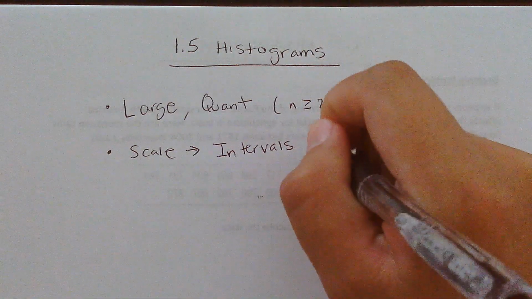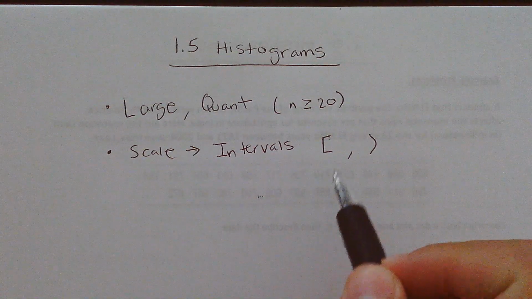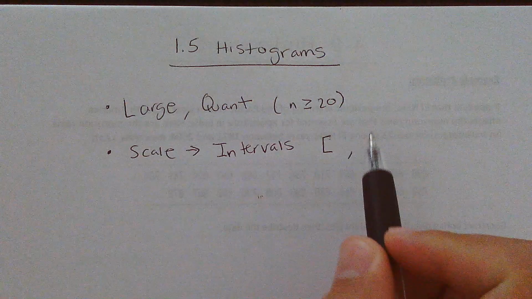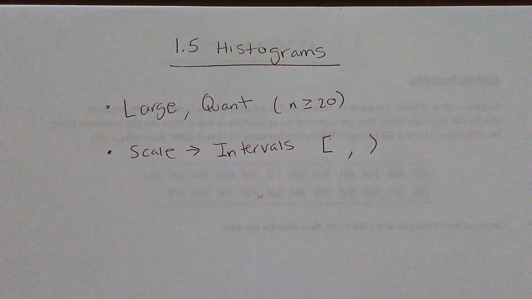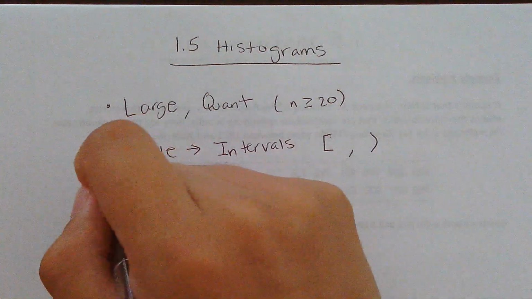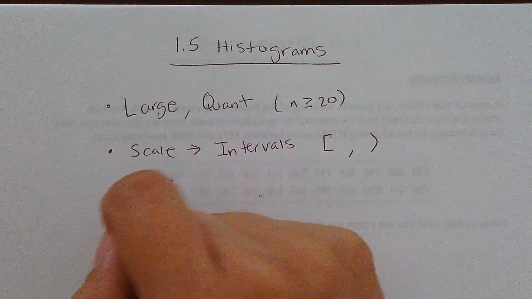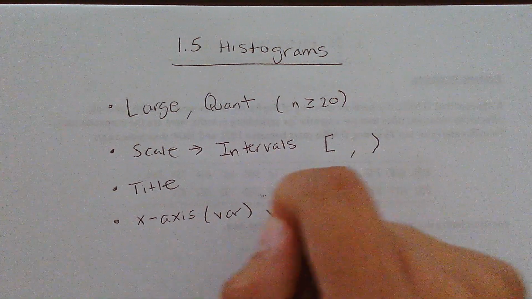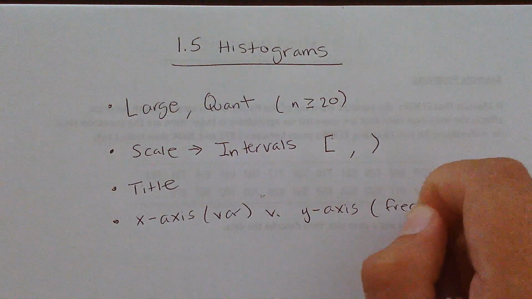And it's done using the following interval. And since we are all proper mathematicians, we know that this includes the left-hand endpoint and then is open on the right-hand endpoint. And we'll talk a little bit more about what that means in the example. Of course, you need a title. Your x-axis is going to be your variable versus your y-axis, which is going to be your frequency.